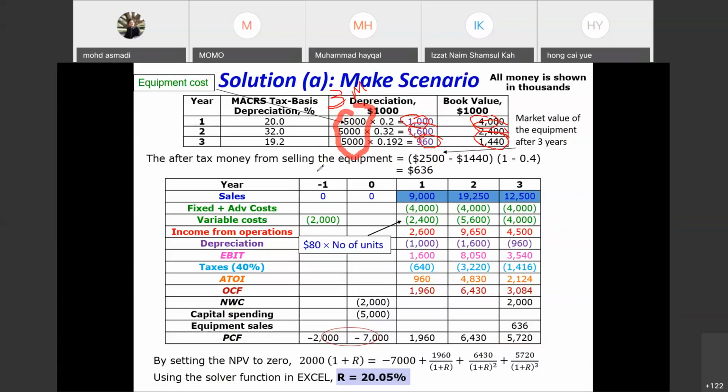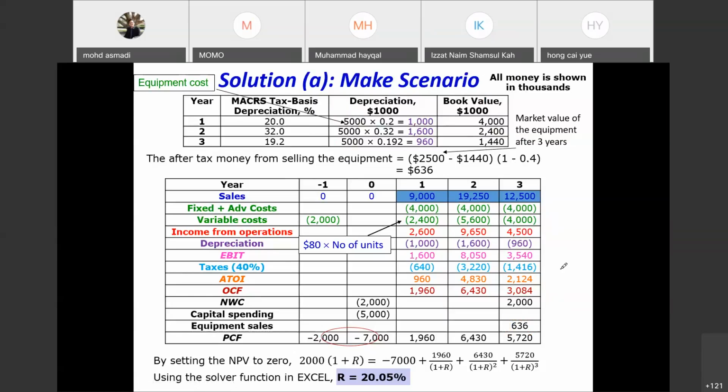So if you look at here, this one 2,400, right? The market value of the equipment is still there, 2.5 million, not zero, meaning that 2,500 minus 1,440, times 1 minus 0.4. This is the after tax money, right? So we can get 6,336, meaning that you put the equipment sales after 3 years, at year 3, 6,336.